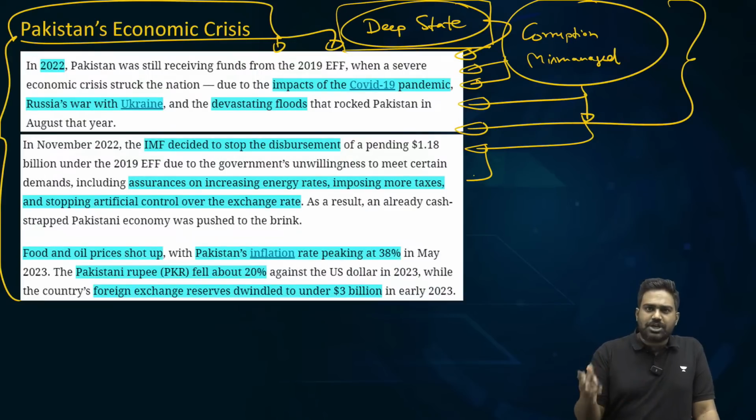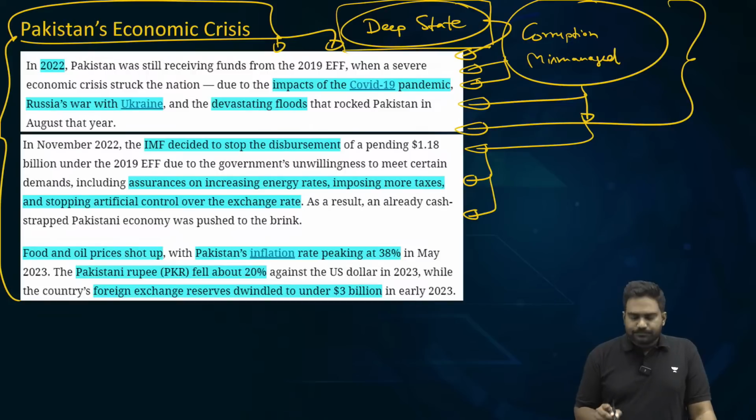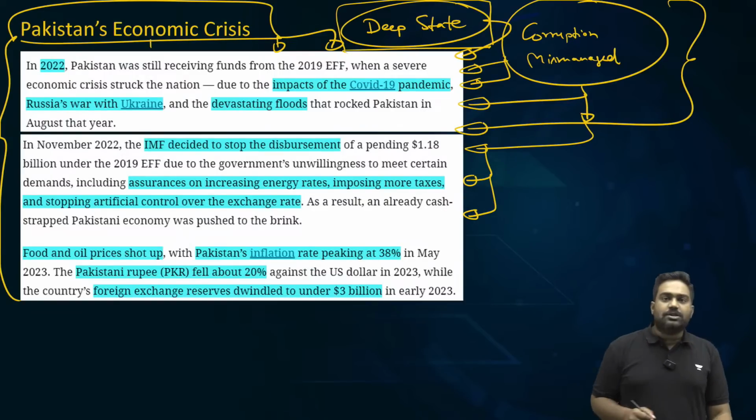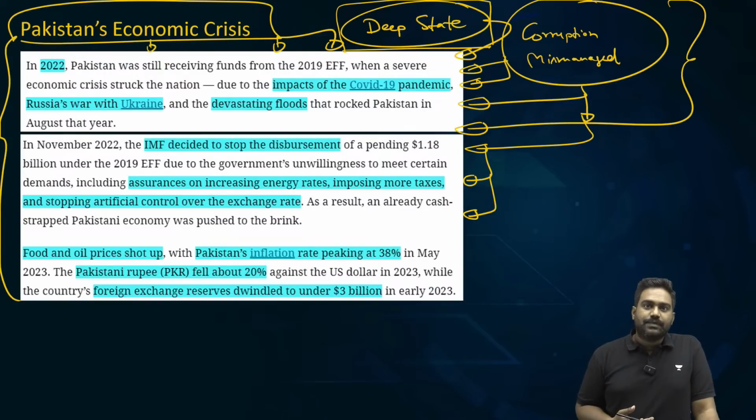It has borrowed from China, Saudi Arabia, UAE, the regular financiers, right? These are the traditional allies who have given a lot of financial support to Pakistan. So by borrowing heavy loans and by mismanaging the economy, it got into a situation where there was a liquidity crisis. Pakistan was in no position to repay the debt.